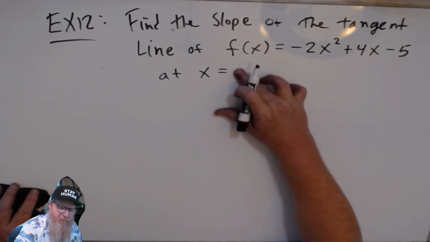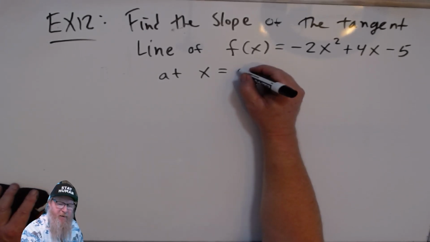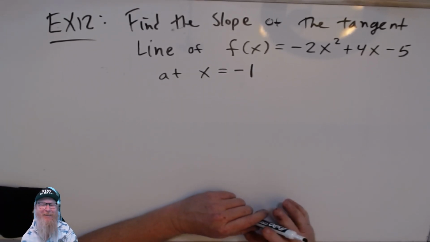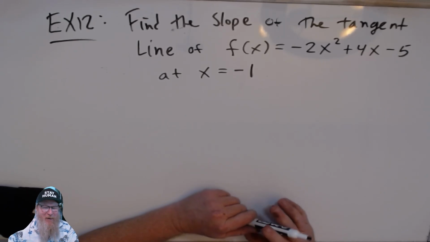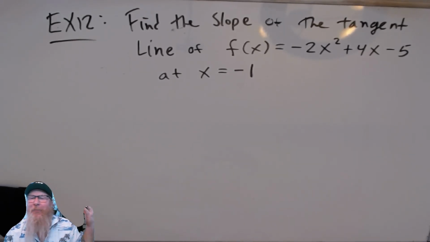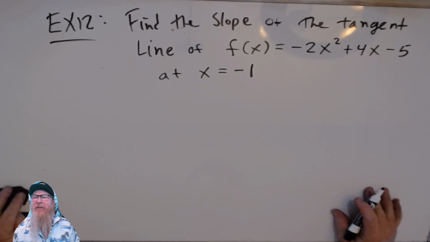No, sorry, not 1. I changed my mind. Negative 1. All right. So find the slope of the tangent line at negative 1. You could do 1 if you want. I just want to do something we haven't done yet.